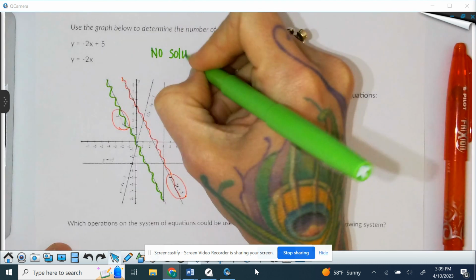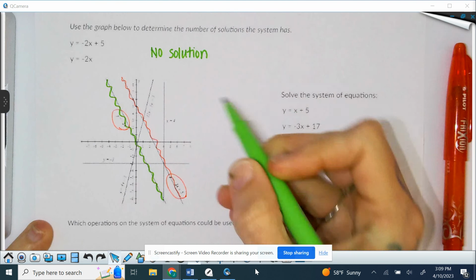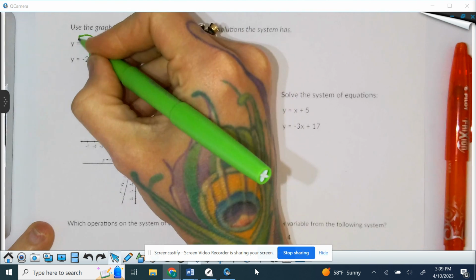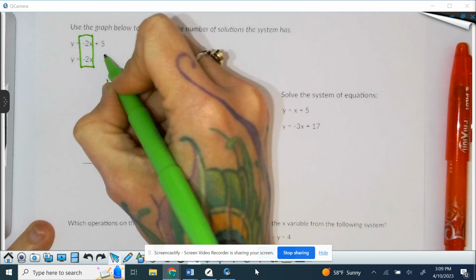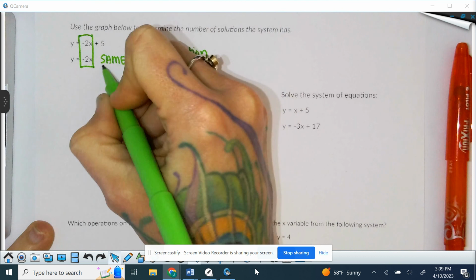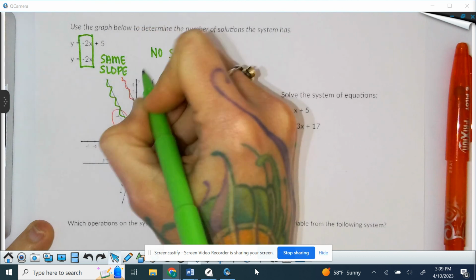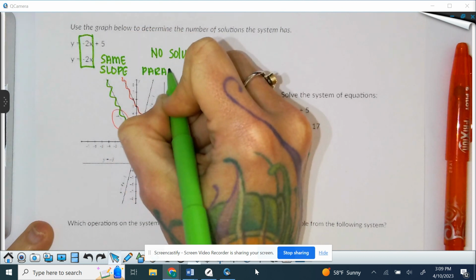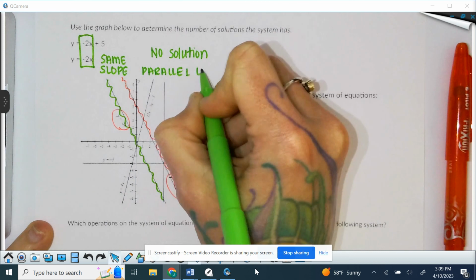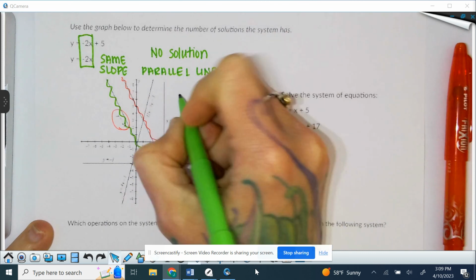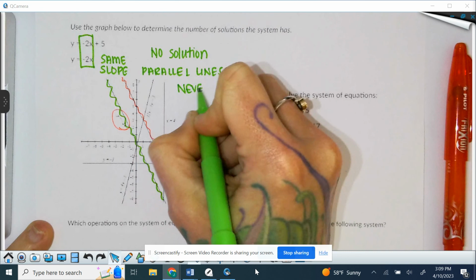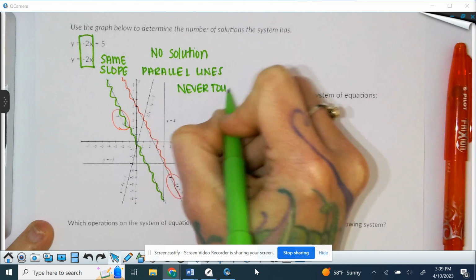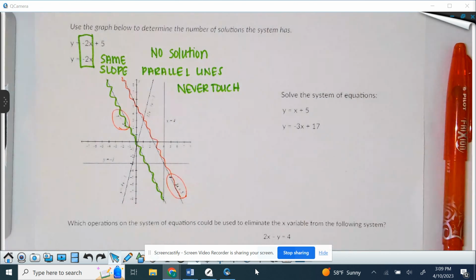And even if you didn't have the graph, hopefully you remembered or noticed they have the same slope. And remember, same slope means they're parallel lines. And we know that parallel lines are two lines that never touch. That applies here because your solutions are where they touch, where they cross. So to make both equations true, it has to be a coordinate that works for both.